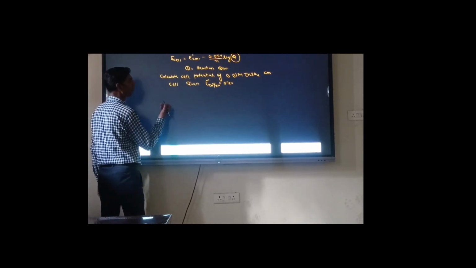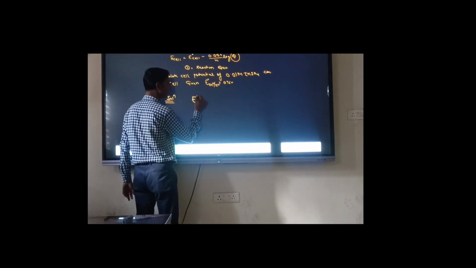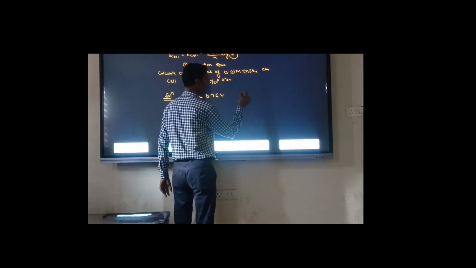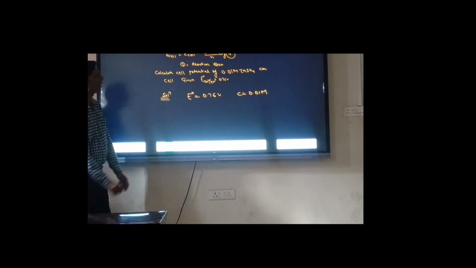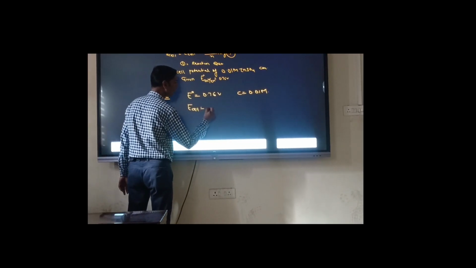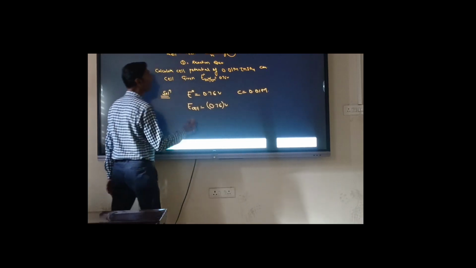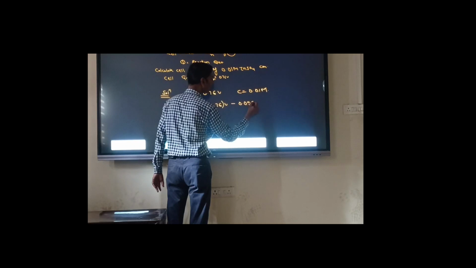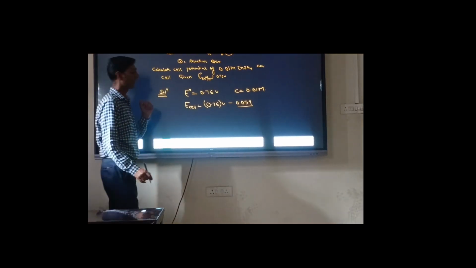So what is given to us? E naught is given, which is equal to 0.76 volt, and the concentration is given, 0.01 molar. So I am using this equation. It is very easy. E cell is equal to E naught, 0.76, minus 0.059 upon n. I am just putting in the values. Now, what is this n? As I told you, n is the number of electrons exchanged.